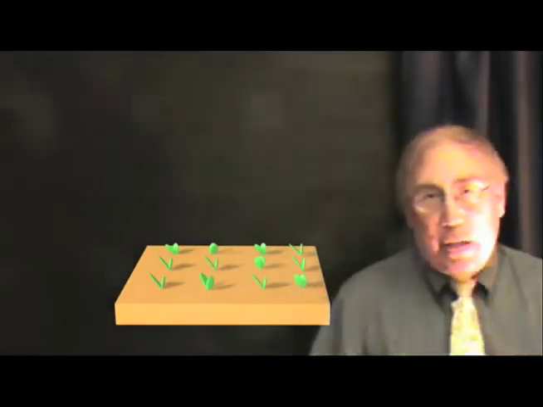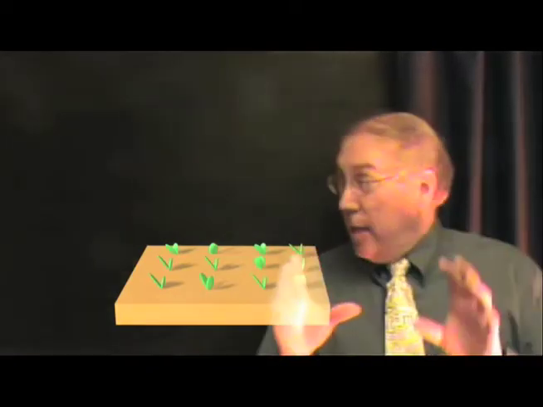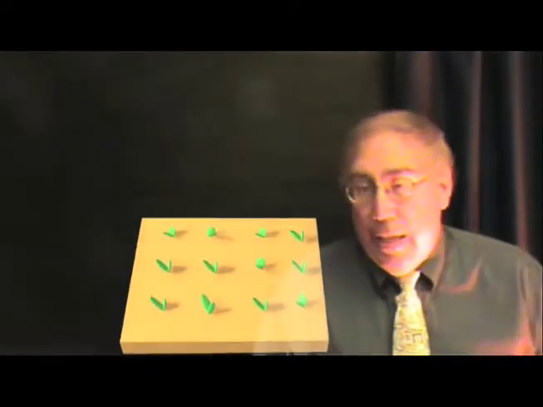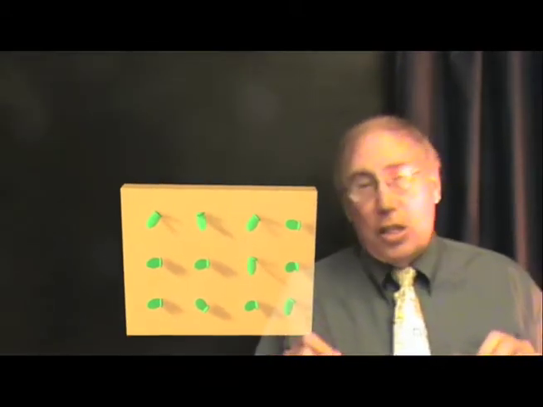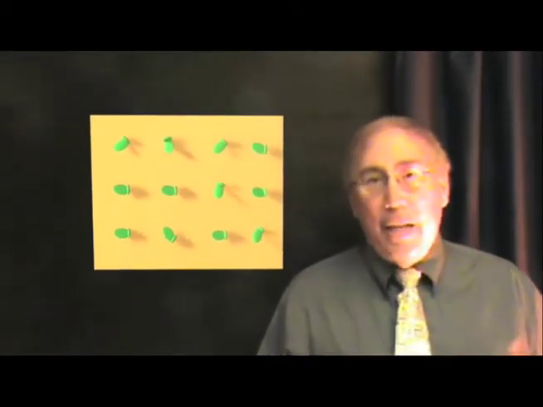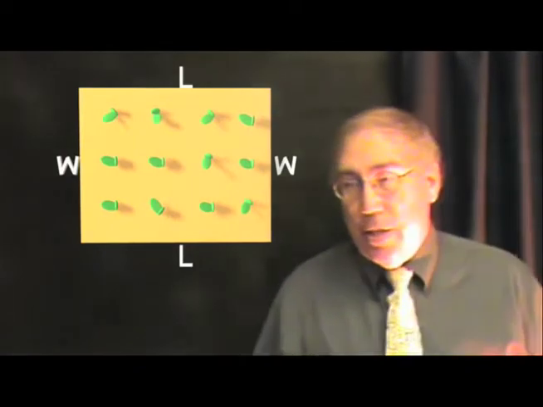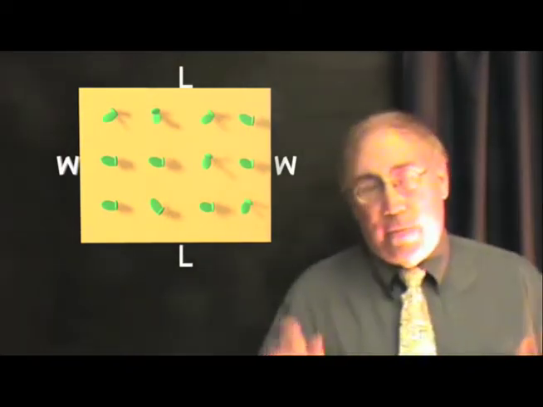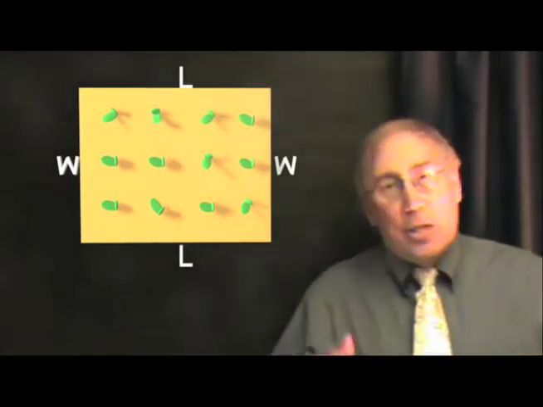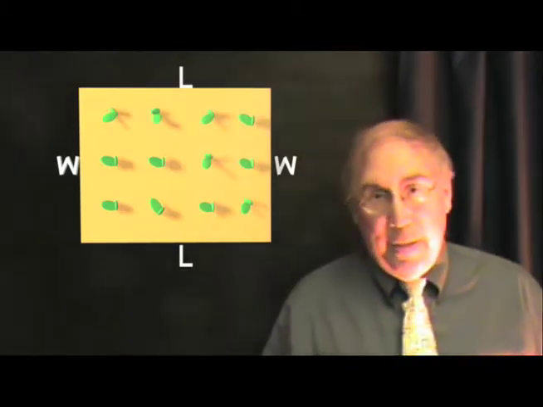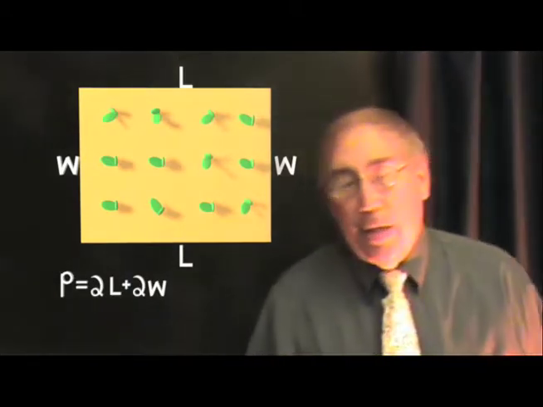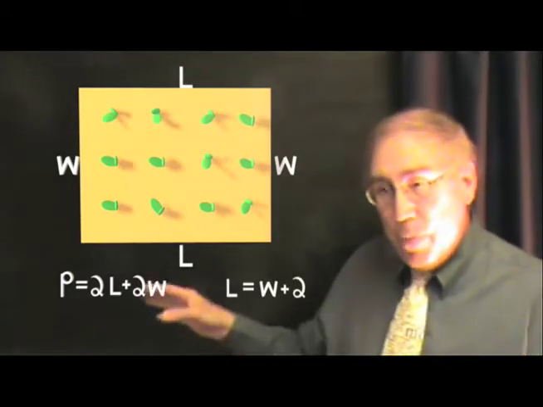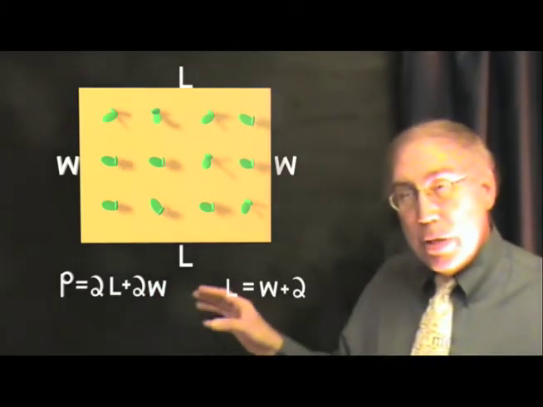Now, let's look at Newton's garden here. It's a rectangular shaped garden, and it has a length and it has a width. And let's label the sides as L and W for length and width. And let's say we're dealing with feet here. Okay, now let's say we're interested in the perimeter, the distance around it. That would be represented as P. P equals 2L plus 2W.